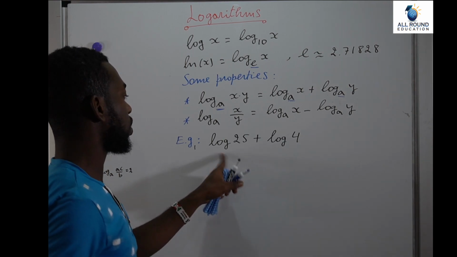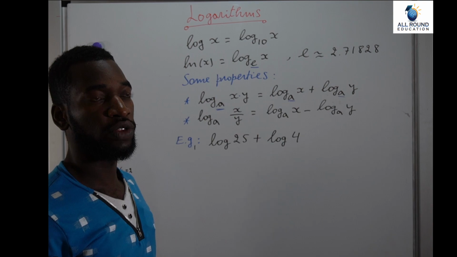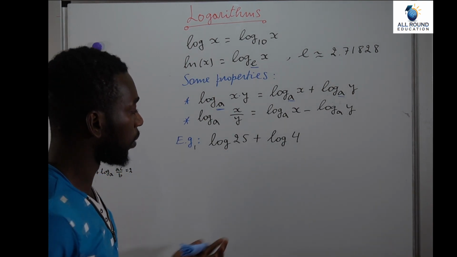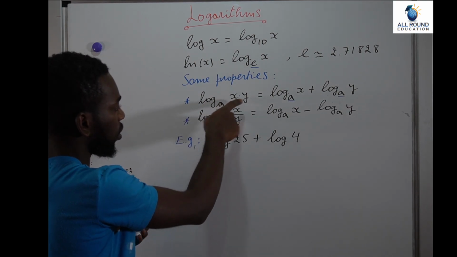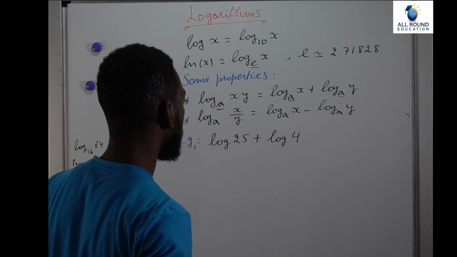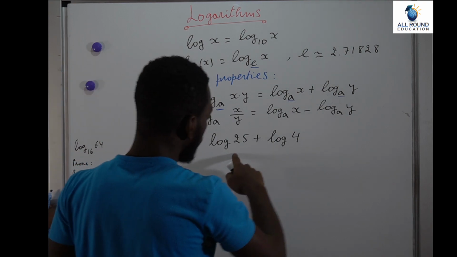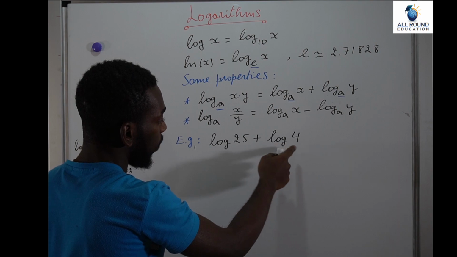Now, the first thing is to analyze what you were given and to analyze what you're asked to do. The question here could be simplify or solve. Given that we just saw these two properties, let's apply them and see if they can help us. So we've got log 25 base 10 plus log 4 base 10.